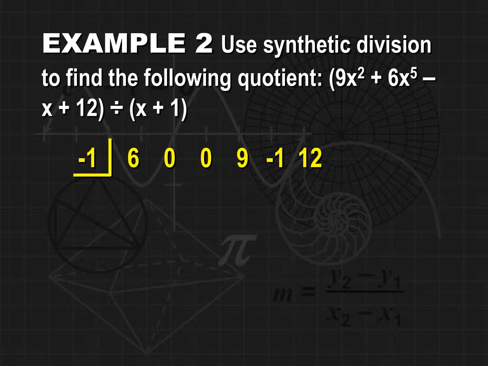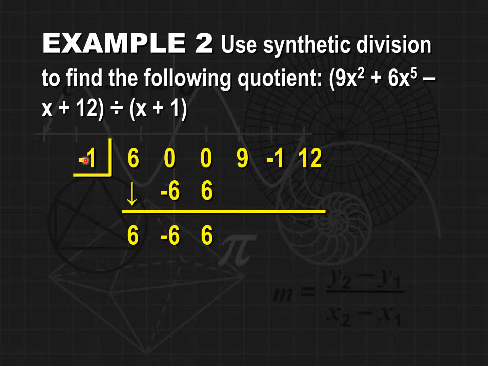So I'm going to think about the same process as division. The first thing I want to do is bring down my 6. And I'm going to multiply my a value by this line here. So negative 1 times 6 is negative 6. I'm going to place that on my next line. And then I'm going to add going down. So 0 plus negative 6 is negative 6. Then I multiply again. Negative 1 times negative 6 is positive 6, and that's going to go right here on the next line. Then I add 0 plus 6 is 6.